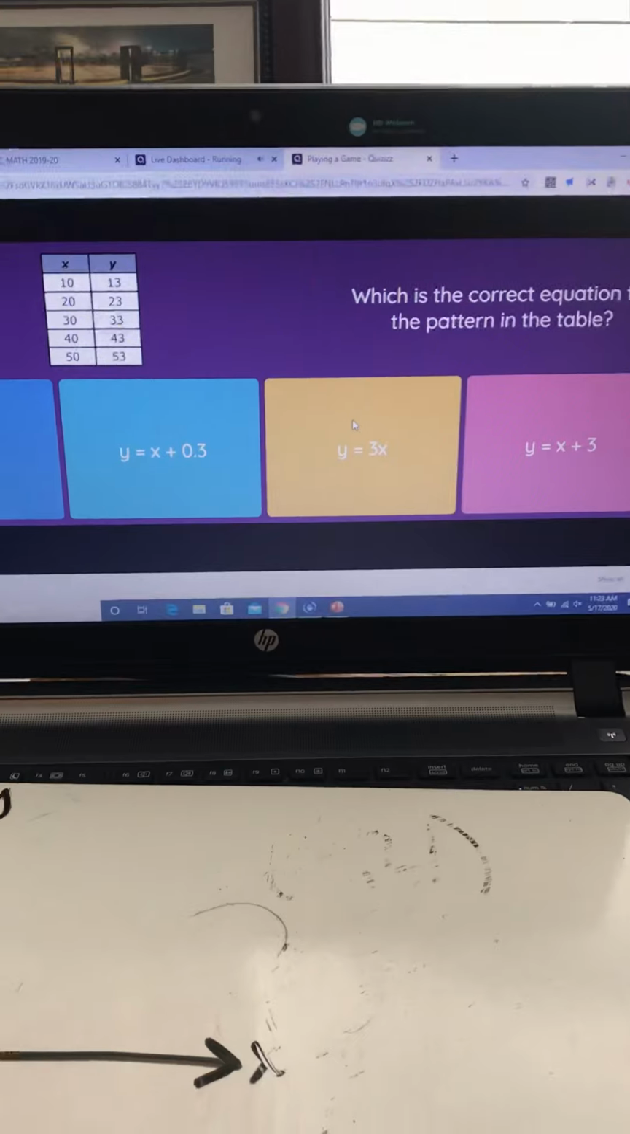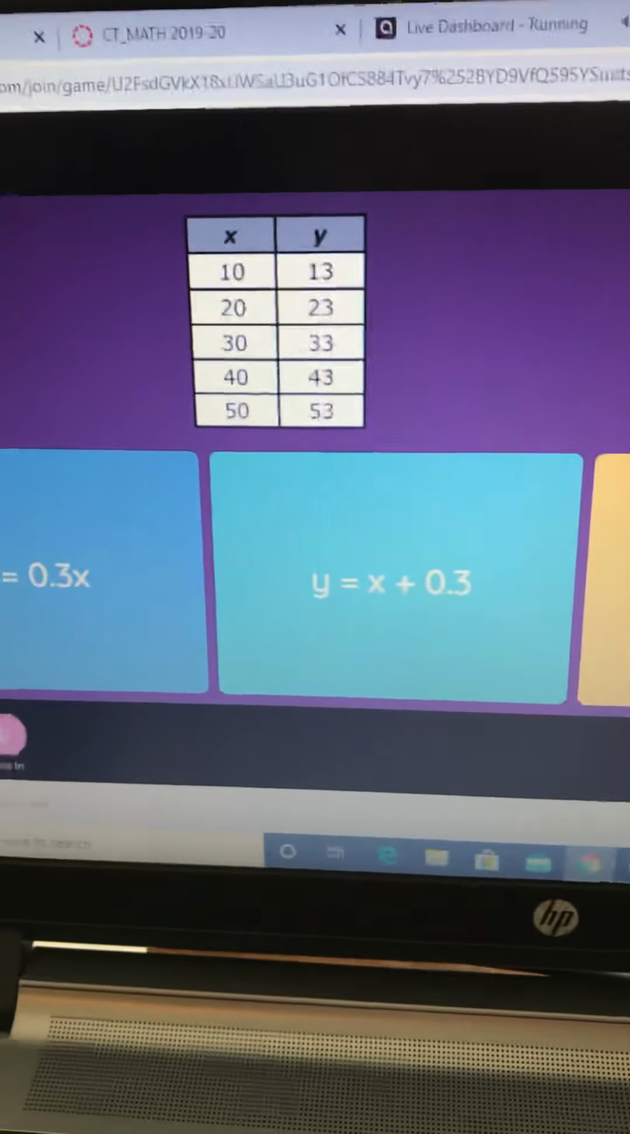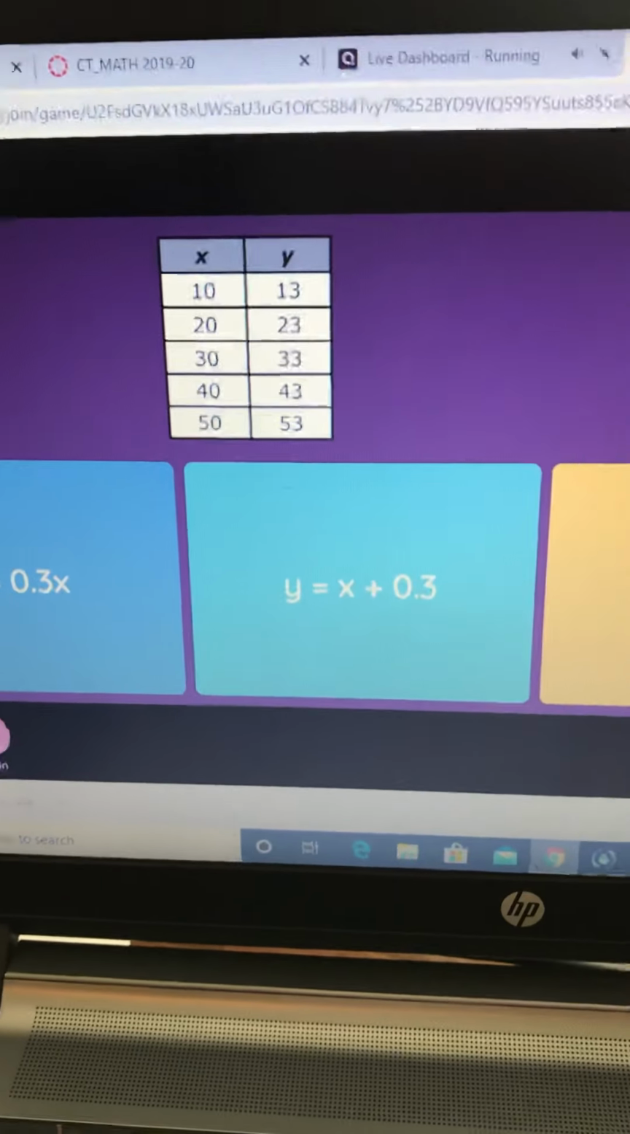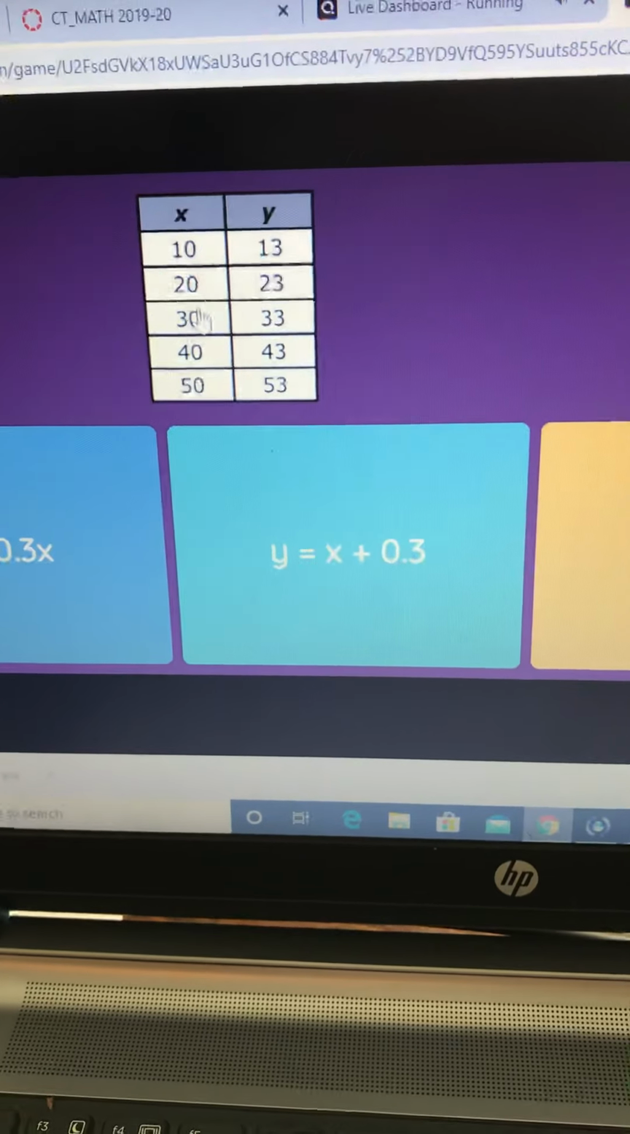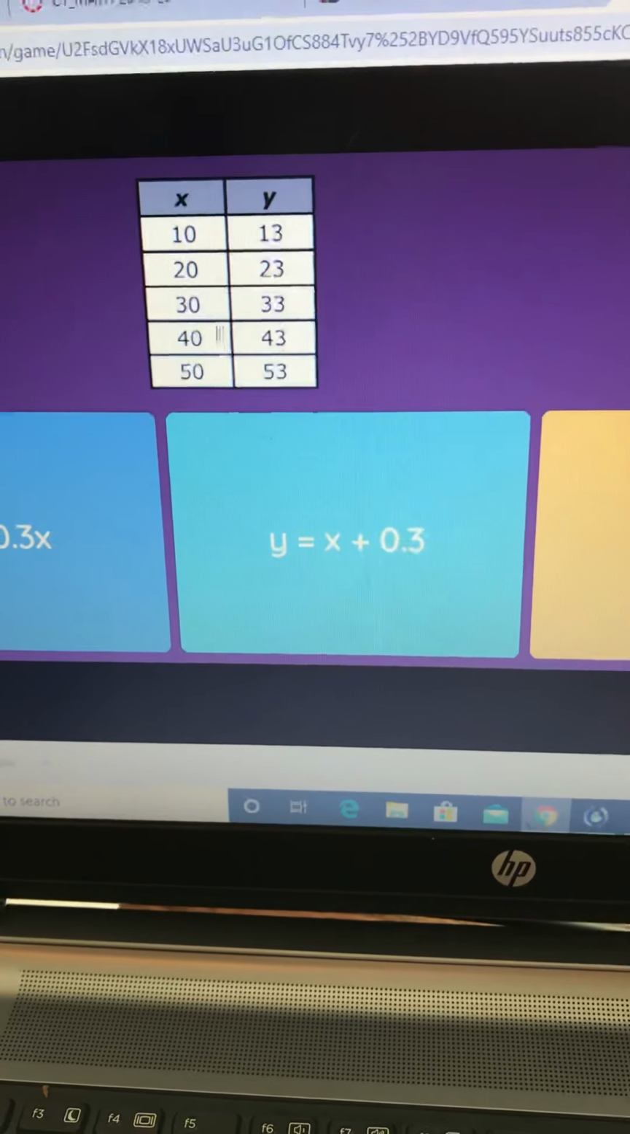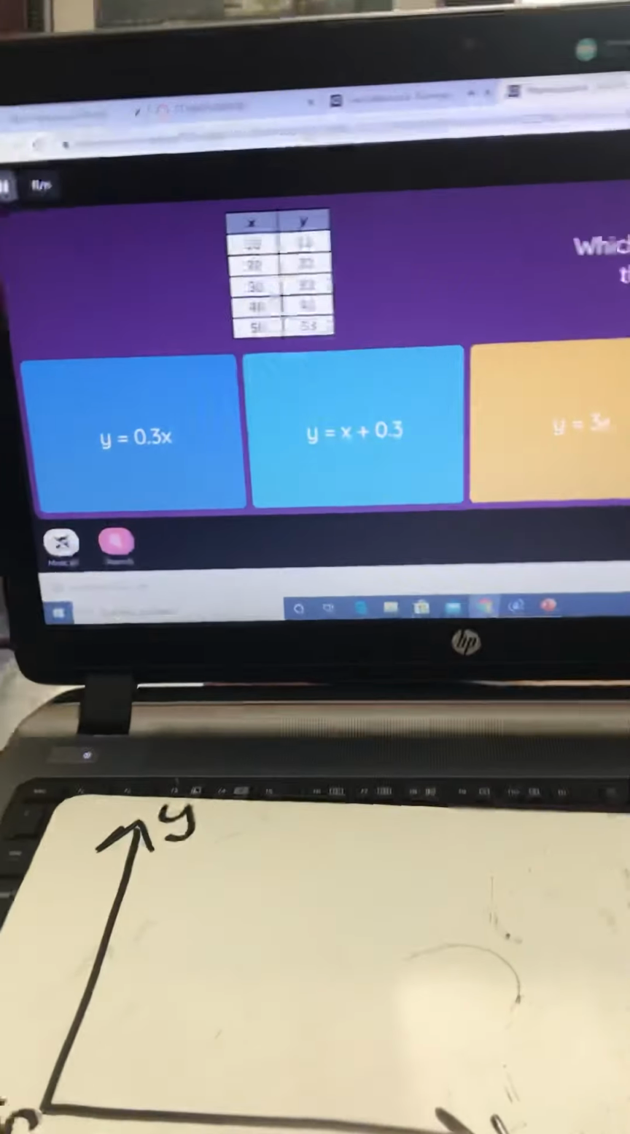Which is the correct equation for the pattern on the table? We just have to first decide, are we adding or multiplying? 10 to 13, I can add 3. 20 to 23 would be adding 3. Same for the last one. So plus 3 is my rule.